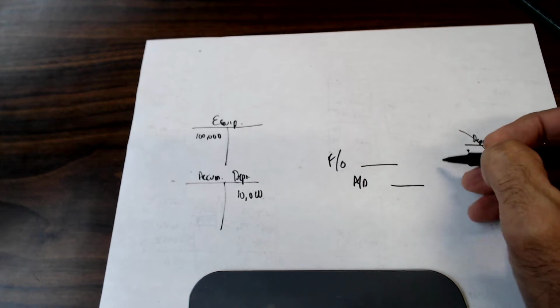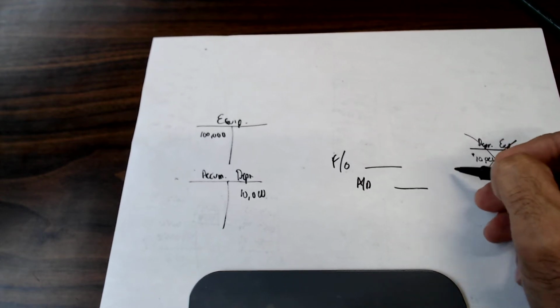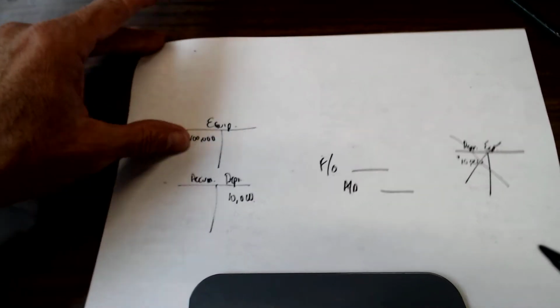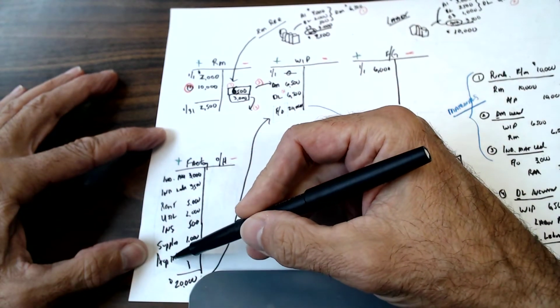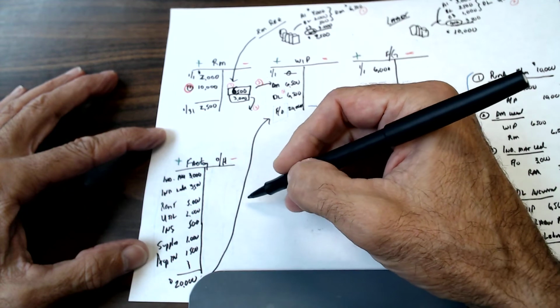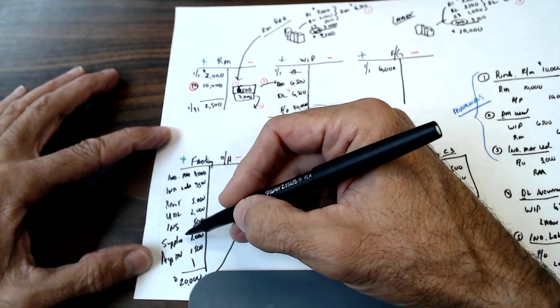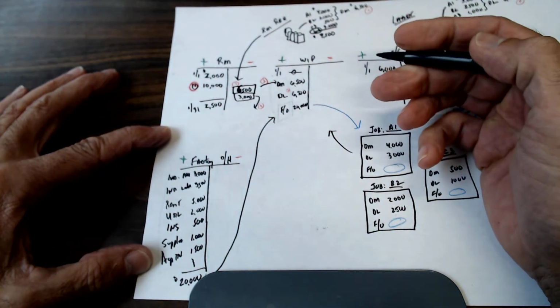So that's why, in the entry to record factory overhead for depreciation, we're not going to credit cash as we would a lot of these other ones as I pay them. We're going to credit accumulated depreciation.